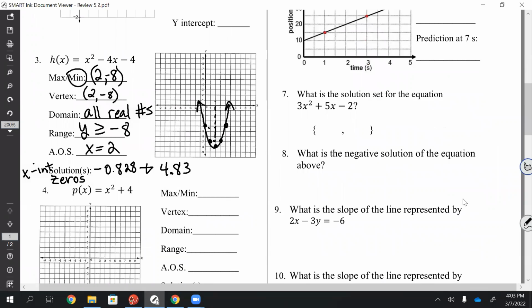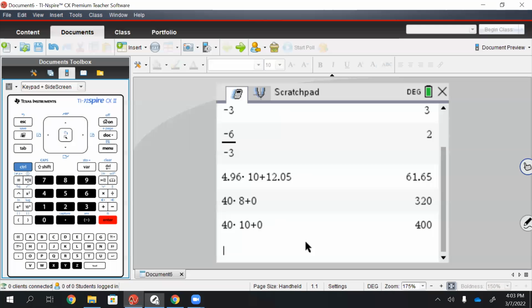Next question I'll go over with you is number 7. Number 7 says, what is the solution set for the equation? And you see how we have the x squared? That's a quadratic. So what are your solutions? The zeros, the x-intercepts. And so how have we found those? Well, we have graphed our equation and found where it crosses the x-axis. So let's graph it. So go home.